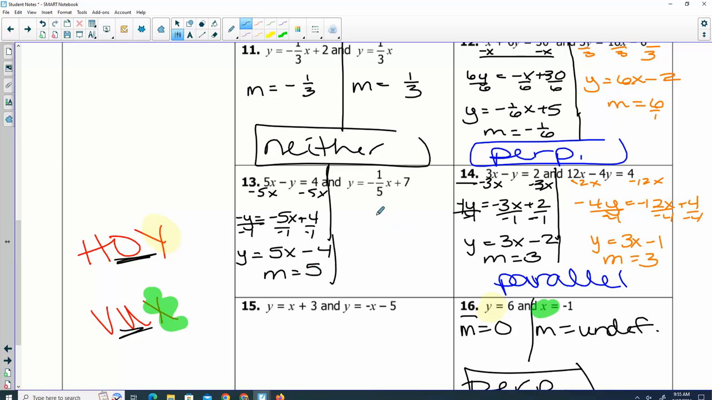Okay, the other one, it is y equals mx plus b, so we can just look. Our slope, the number in front of x, is negative 1/5. 5 and negative 1/5, what would that tell me? Those are opposite reciprocals, so those are perpendicular. All right, so that's kind of our refresher from Friday.